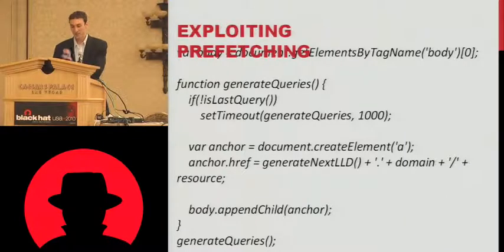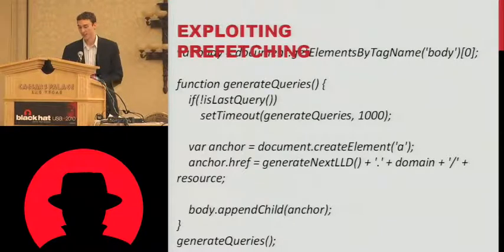Right at the very top, you have this function called generateQueries. You test to see if it's the last query. If it isn't, you call setTimeout, generateQueries again, which is going to recall this function a second later, just as a way to time it out a little bit. Then it's going to go down, create the anchor element, then set the href to the next necessary LLD, the next piece of data you want to exfiltrate. Then you set it to the domain you control, and then give it any random resource. It really doesn't matter. Then when you append it to the body, that's going to send out your DNS request. But just remember this technique because we're going to come back to it later where it becomes more necessary.